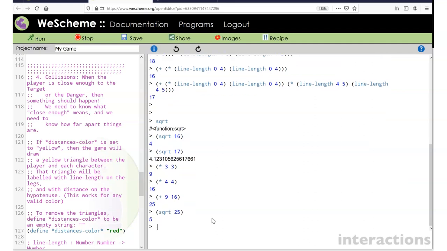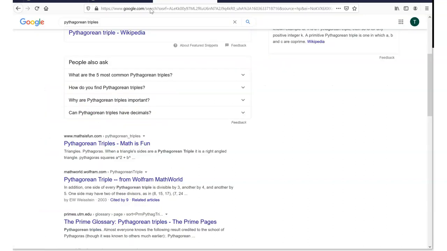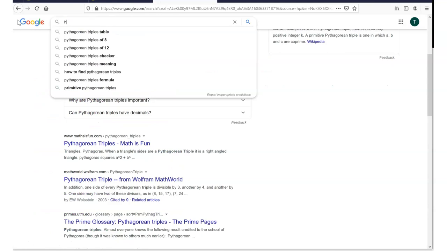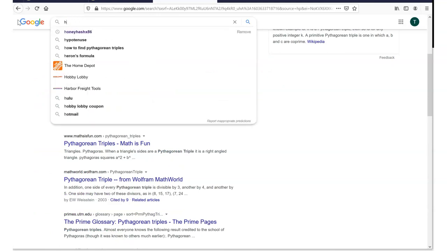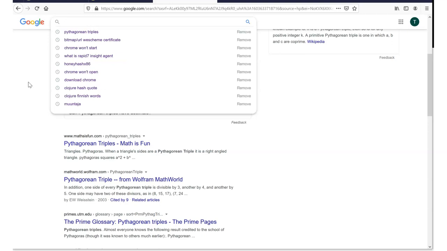is 5. So there's a triangle that has one side of 3, one side of 4, and a hypotenuse, that long part, which is a Greek word because that person was Greek, called hypotenuse. It's another thing you can Google. Hypotenuse. Right? So that's just that long part of the triangle.